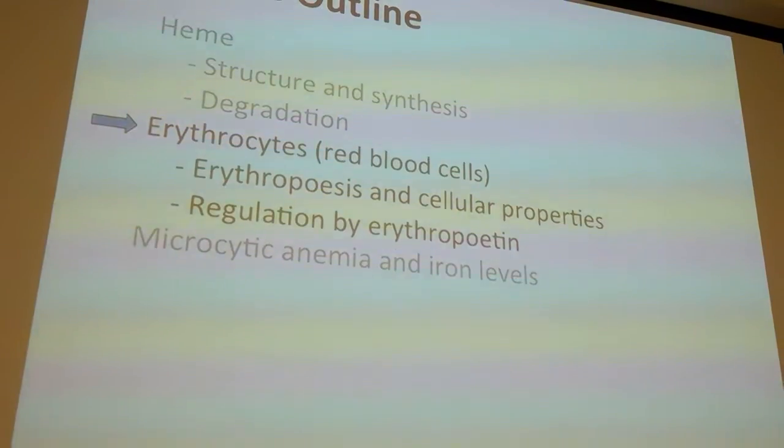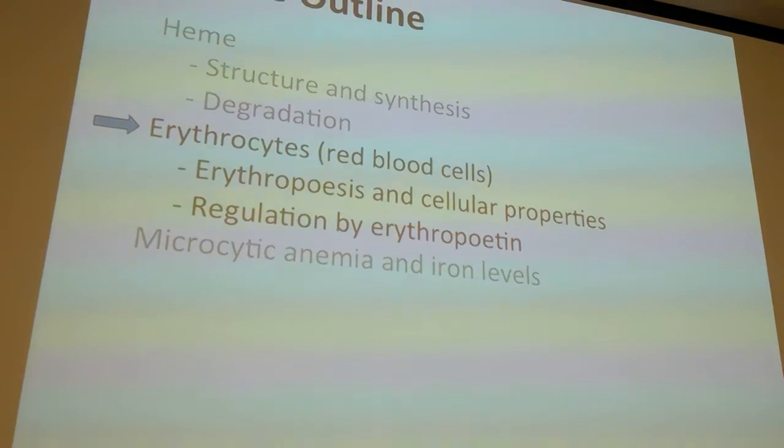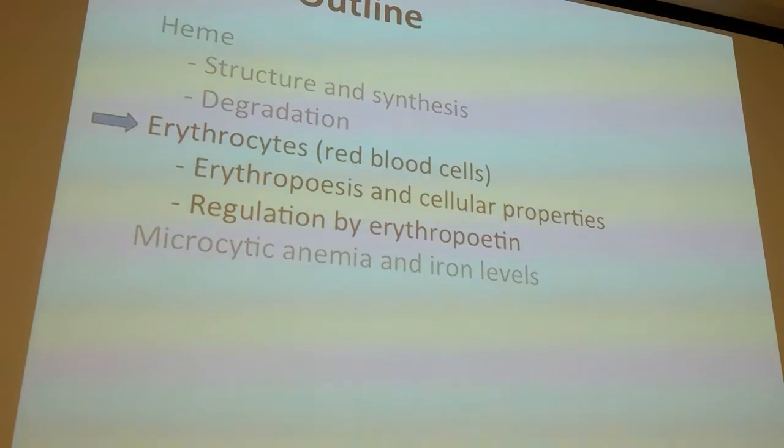Some of its structural features, how it's synthesized, and how it's degraded. One of the most important roles for heme in our body, and the main site of the majority of our iron in the body, is going to be in hemoglobin and in erythrocytes. We'll spend a little bit of time talking about red blood cells.